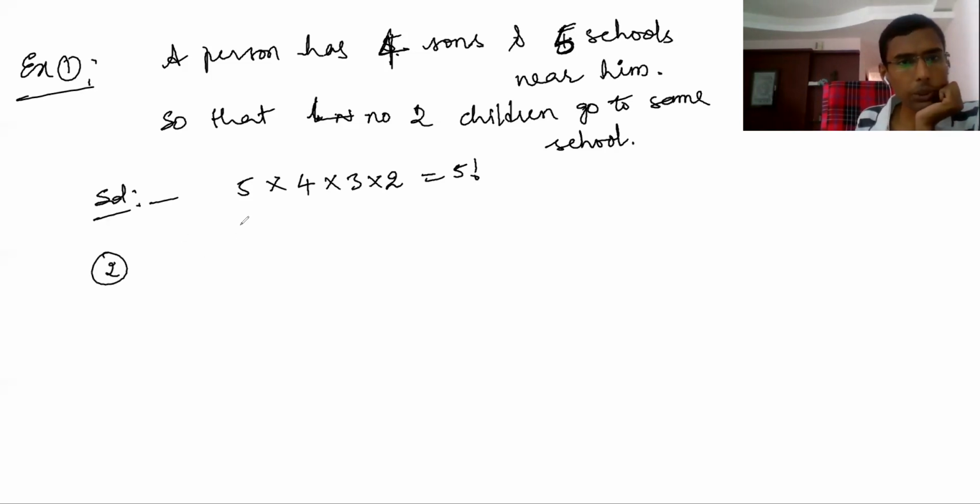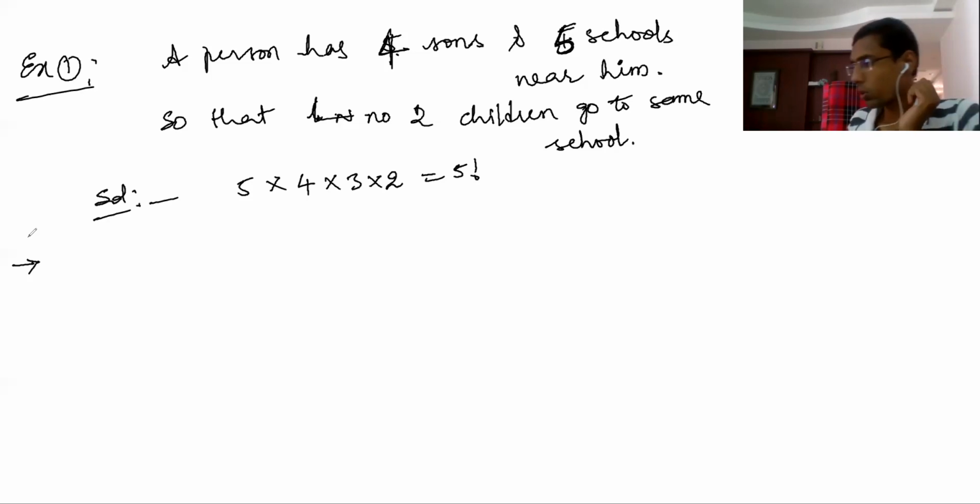And the second one, the person has 5 sons. Okay, 5 sons he has. Okay, this is not required. Okay, no problem. I think we understand this one. Okay, then next. This is an important idea. Okay, now let's take a few examples here from the textbook. Hope you got this one.